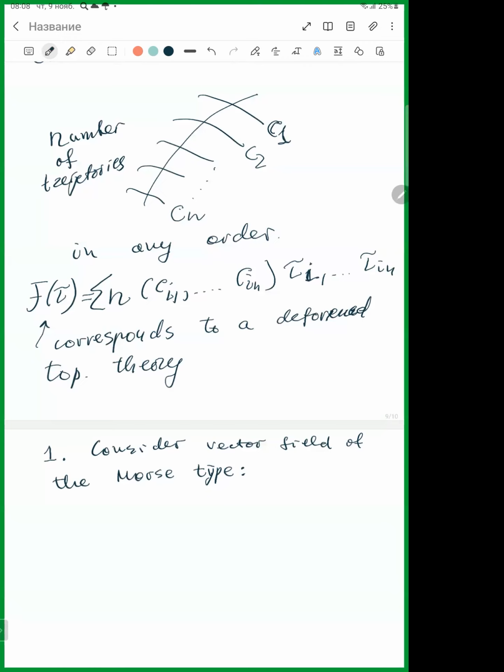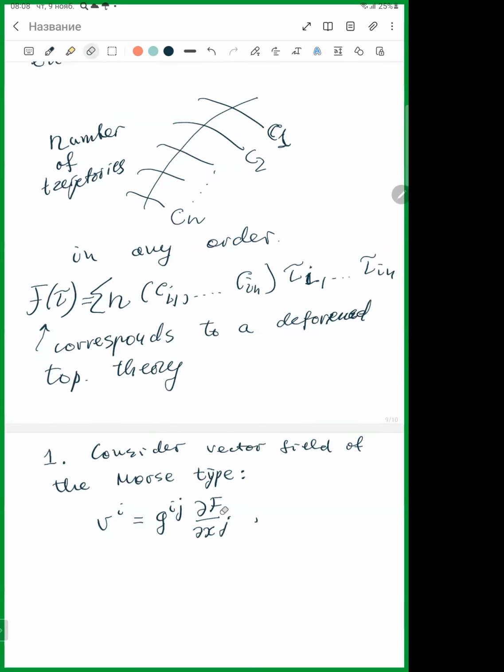So what does it mean? It actually means the following. We already met this vector field before. Maybe I even write this, I call it W. Here W is a function on X. And Gij is a metric on X.